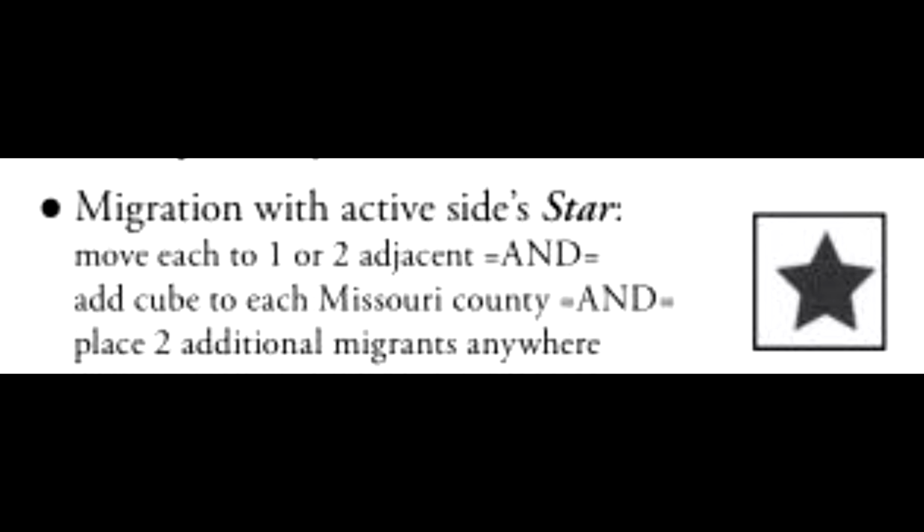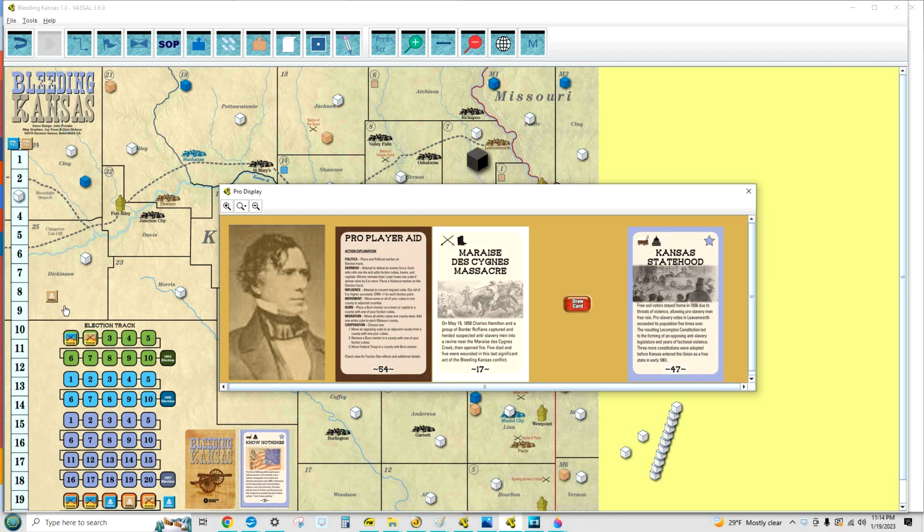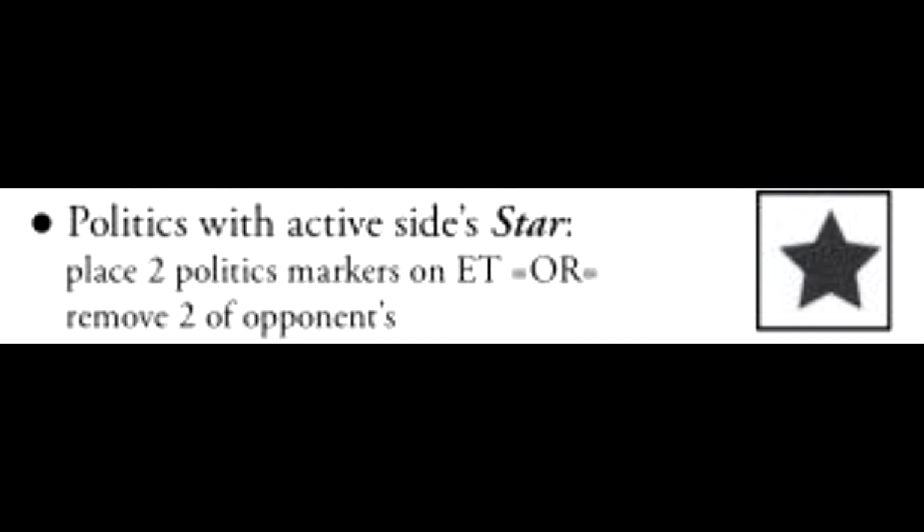The politics symbol, which looks like a little capital symbol, can be used to place a political marker on the election track. Now, if you have a faction star for this one, you can place two political symbols, or you can also use this to remove two opposing political markers from the current election track.